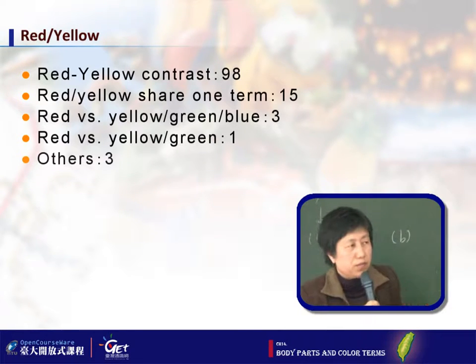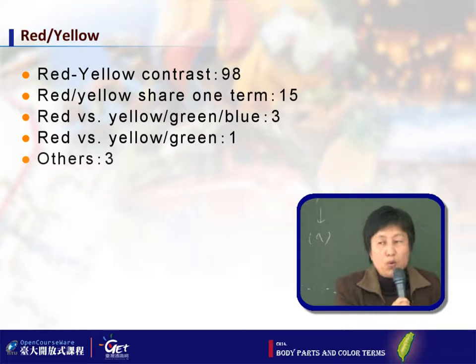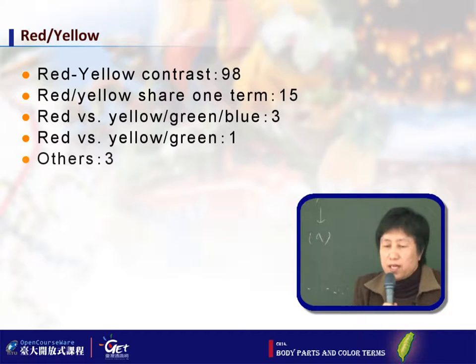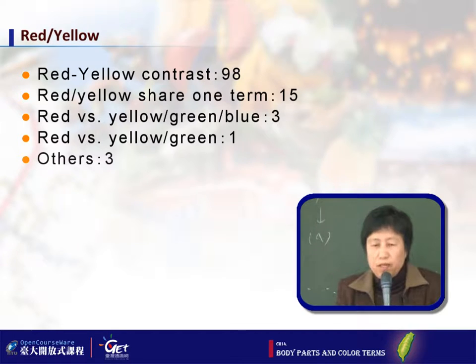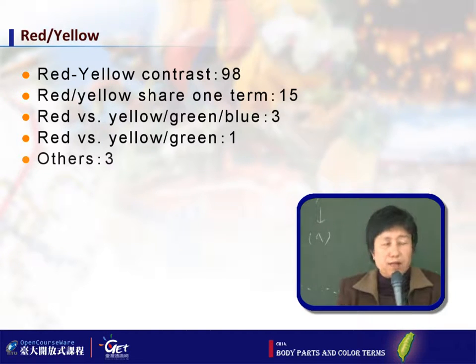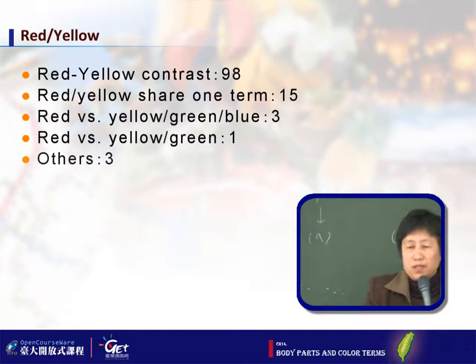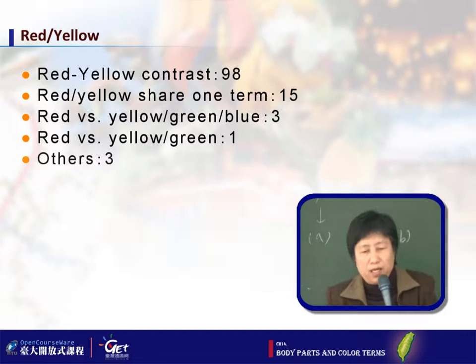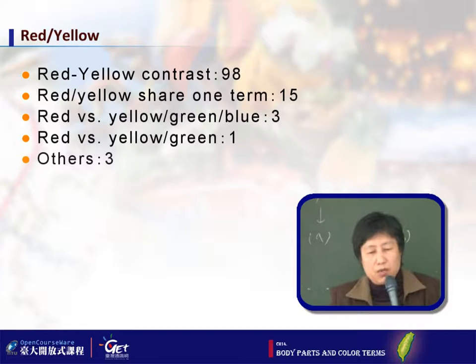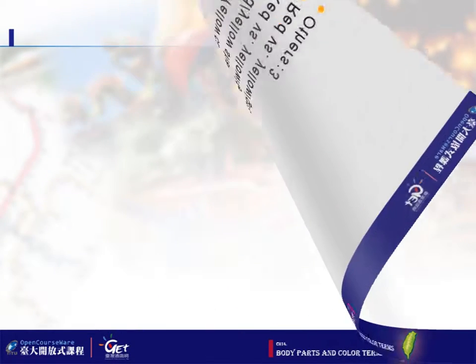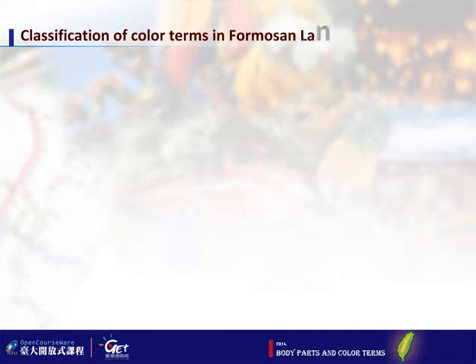And green and blue, that's sort of cold color. There's a warm color, red and yellow. This is very different from yellow, green and blue. Red and yellow contrast, 98. That is, most of the languages would distinguish these two colors. But then 15 languages show red and yellow share one term, and there are also, again, some minor combinations.